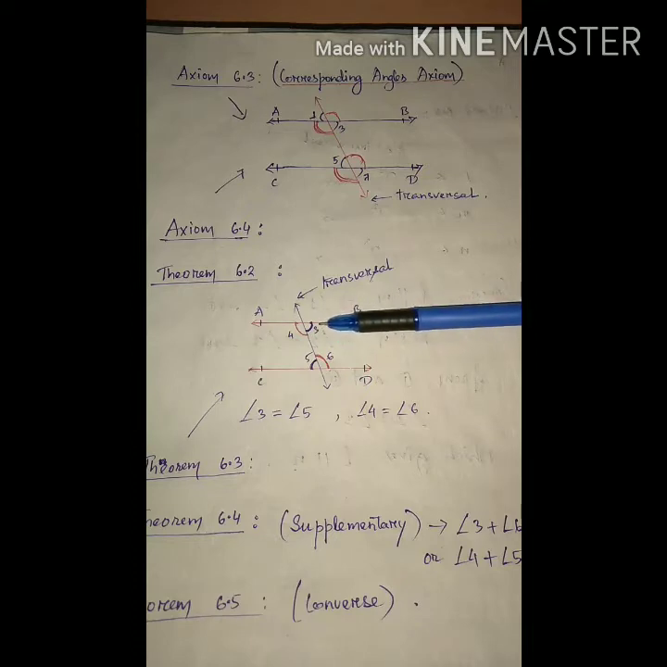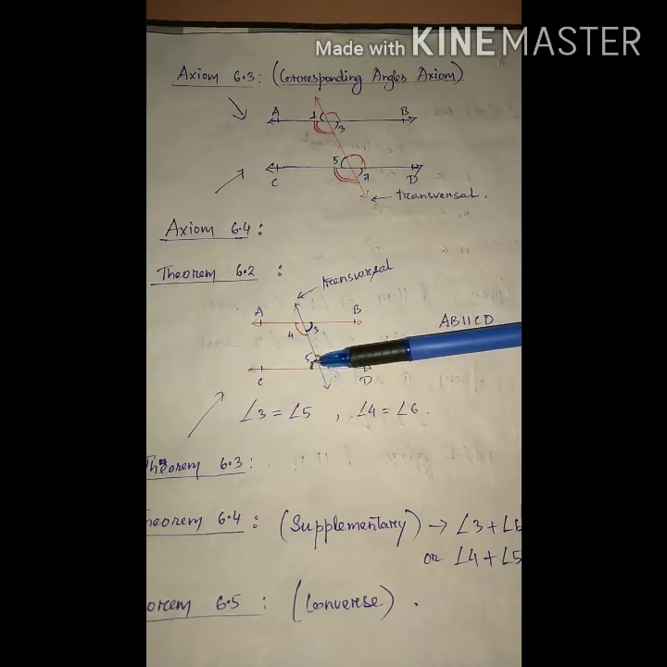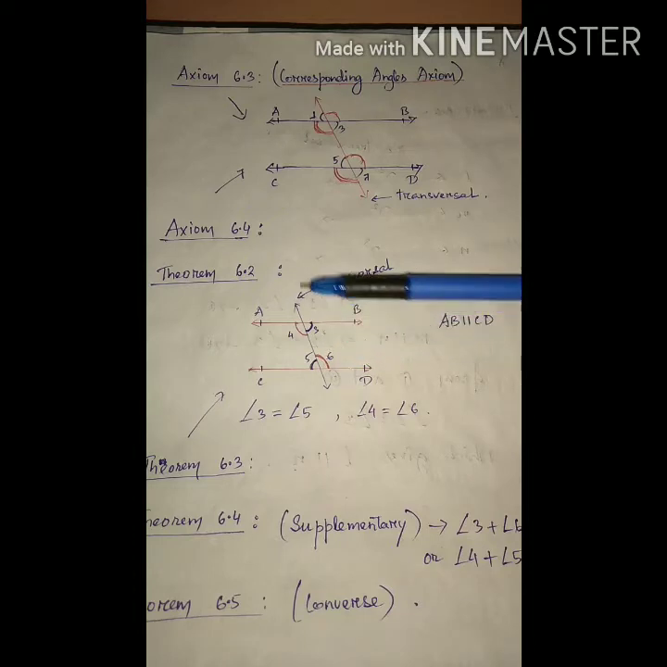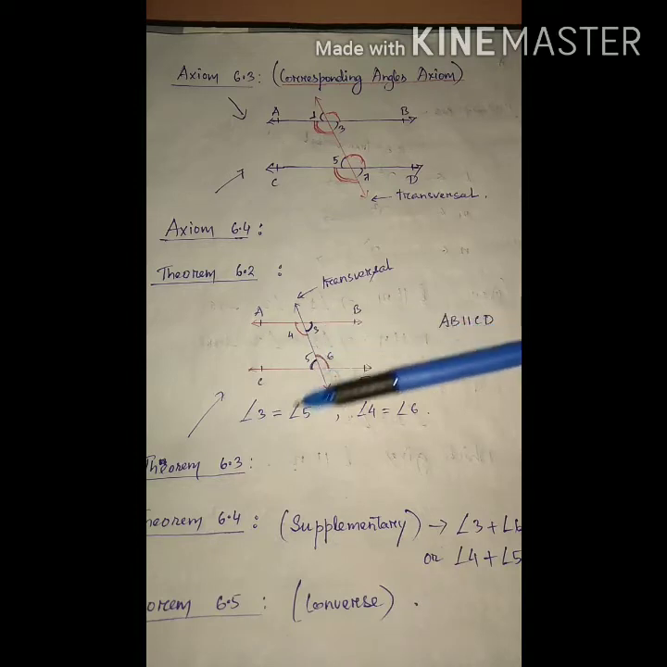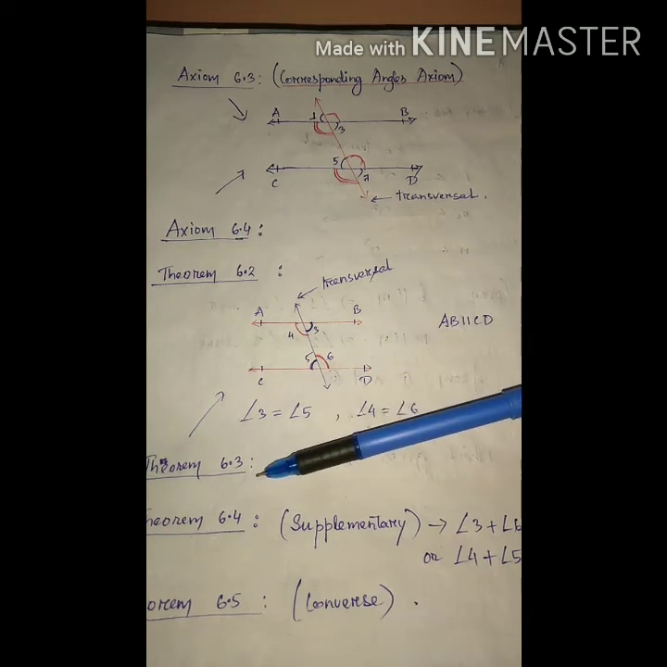So in this case, if these two are the parallel lines, obviously 3 and 5 are alternate interior angles. Similarly 4 and 6 are alternate interior angles. So what is the meaning of this theorem 6.2? If two parallel lines are given to you and a transversal is there, then their alternate interior angles are always equal. So that's why 3 is equal to 5 and similarly 4 is equal to 6. Is it clear? Okay, now next one is theorem 6.3.